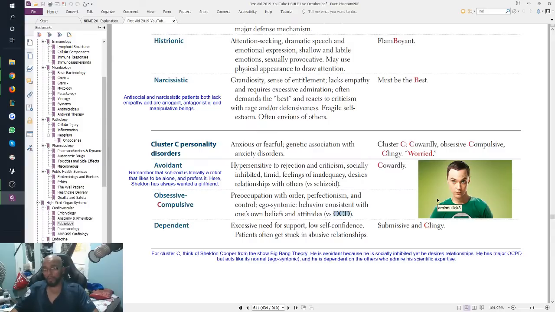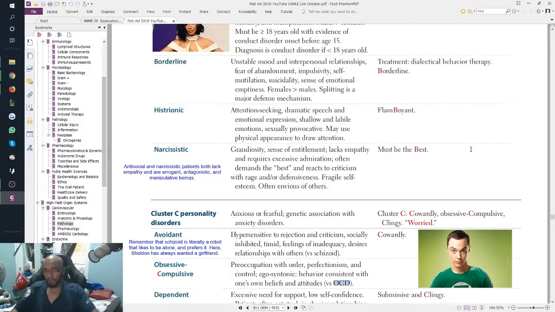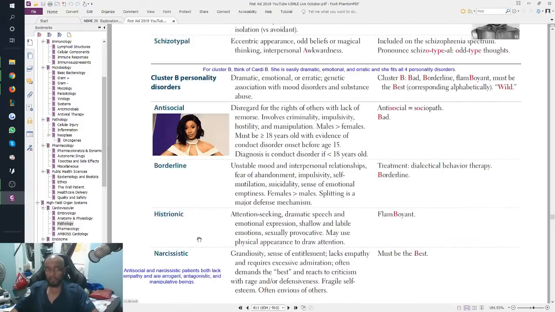Dependent. Another thing that Sheldon Cooper does is that he has an excessive need for support. Right? He needs everyone to be like, Sheldon, you're an amazing person, you're so smart. And all of that just fits in perfectly. If you just watch a couple of clips of Sheldon Cooper, you will start seeing the cluster C personality.